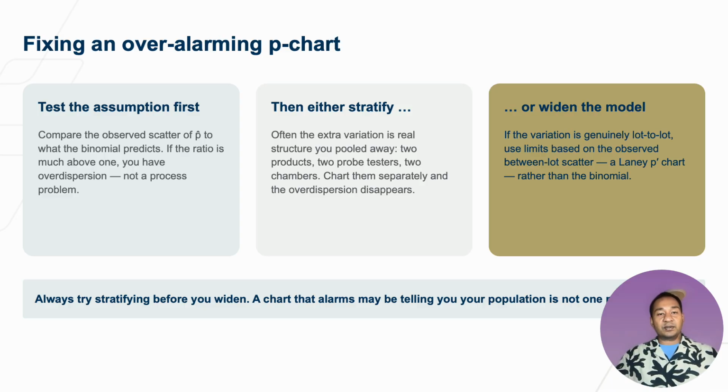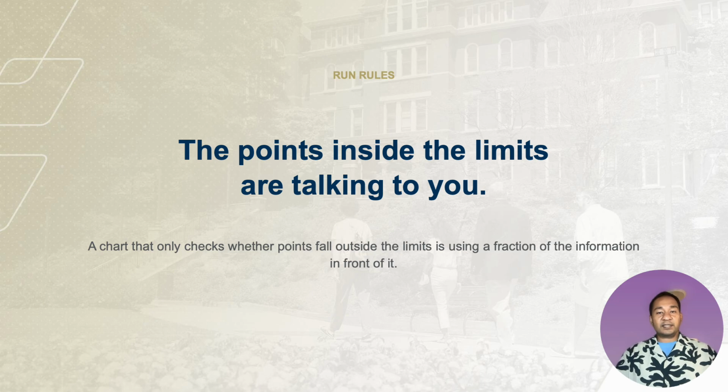A chart that alarms constantly may be telling you something true and useful, that your population is not one population. The points inside the limits are talking to you. Everything so far has used one rule. Is the point outside a limit? And we have seen how weak that is on its own. A 2 sigma shift leaves 84% of the points inside. An individual chart barely reacted to a real sustained shift.